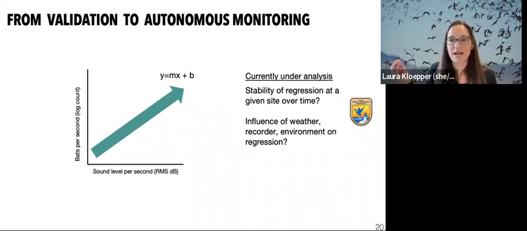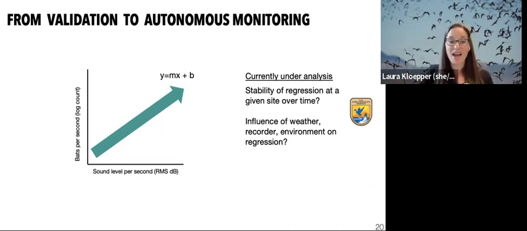But we all do field work, right? We know that theoretically that's not going to be possible. So we're trying to figure out how much uncertainty is there. We're also trying to figure out if we move between sites or use different acoustic recorders, what is the influence of all of those parameters on that regression equation?